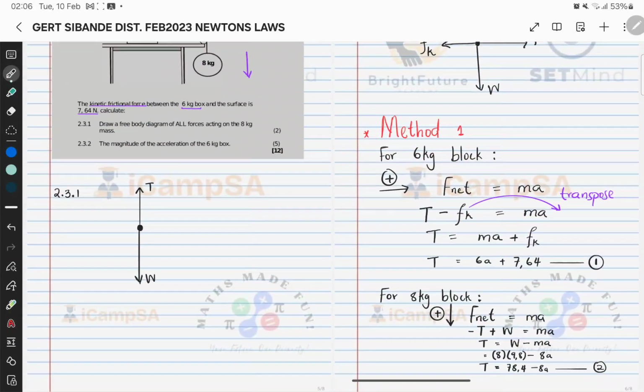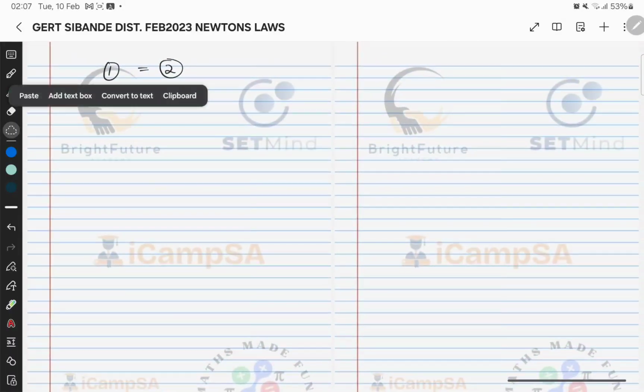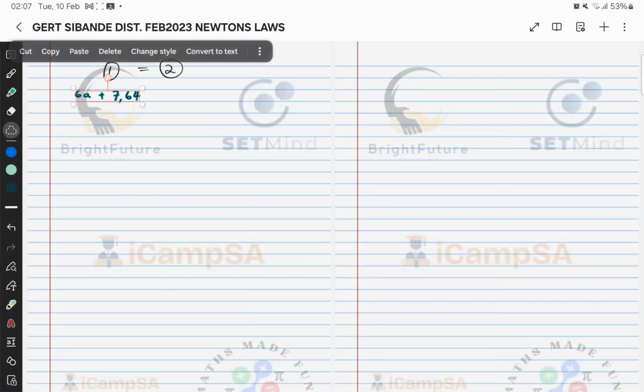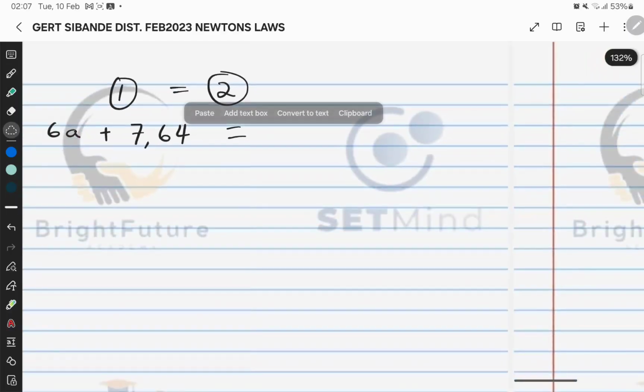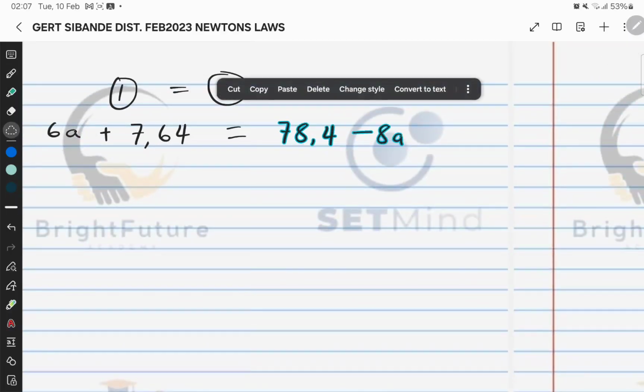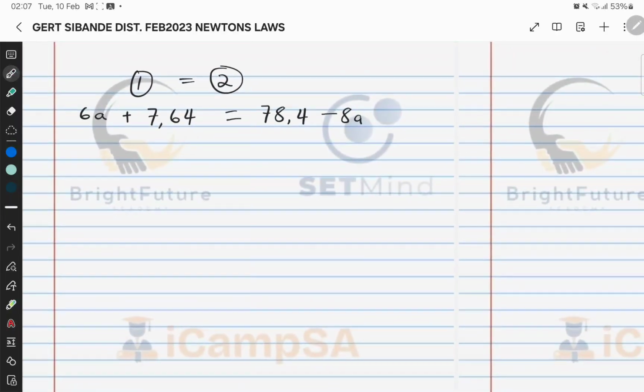So that means we'll have 6A plus 7.64 being equal to the other equation, which is 78.4 minus 8A. If you know your maths, here we just solve for A. First, we'll say plus 8A, so that it cancels out with this A. And what we do that side, we do on this side, and we'll add plus 8A here as well.